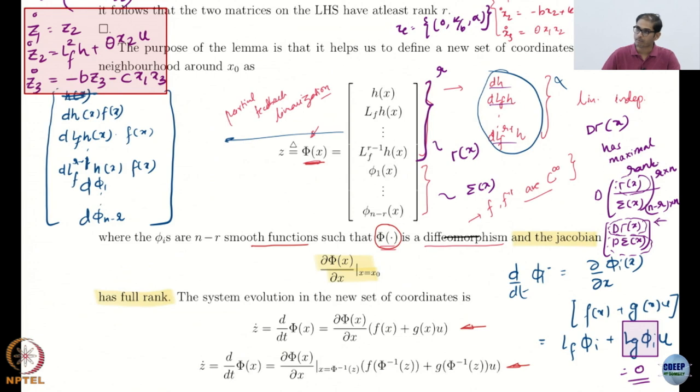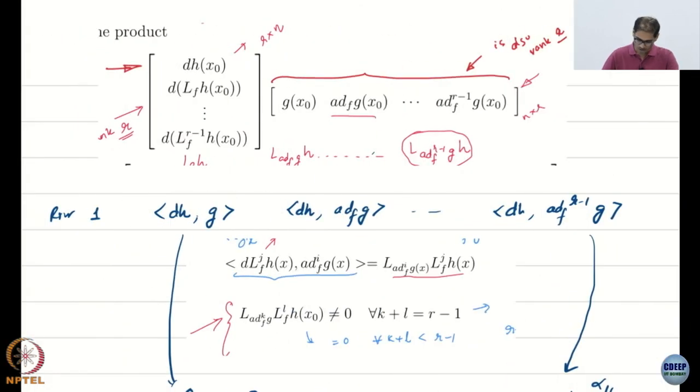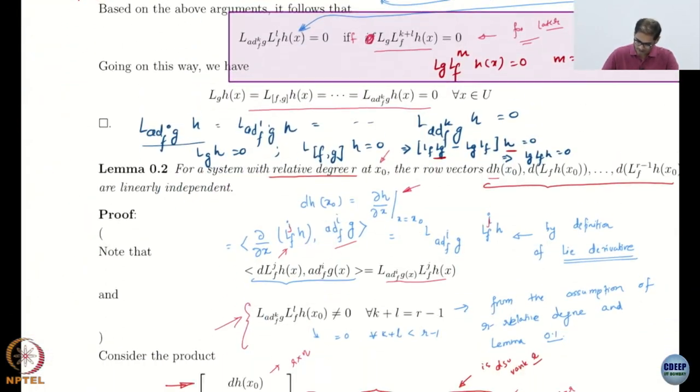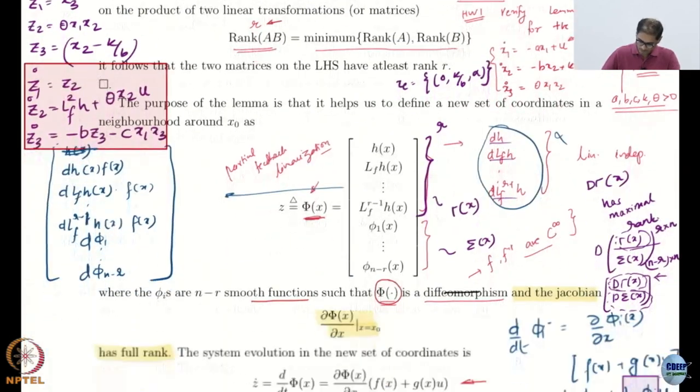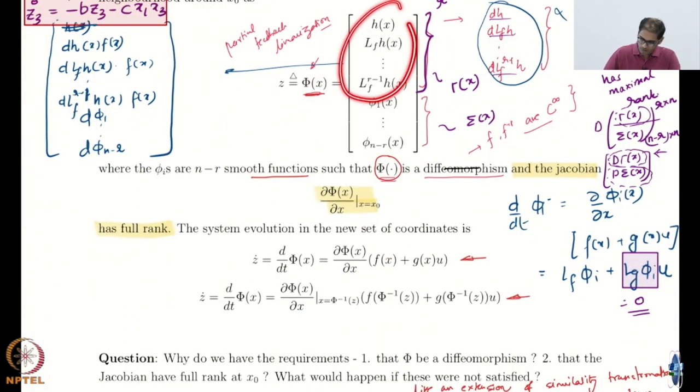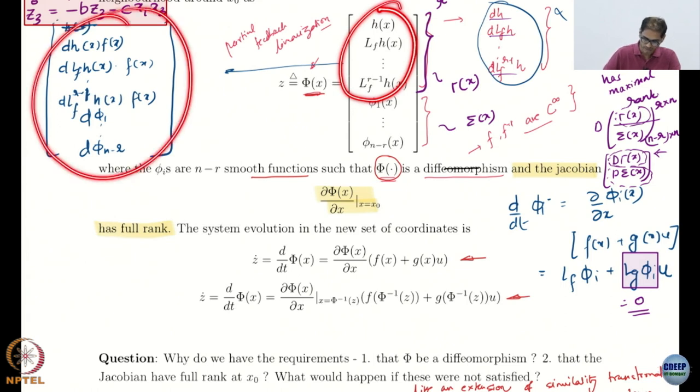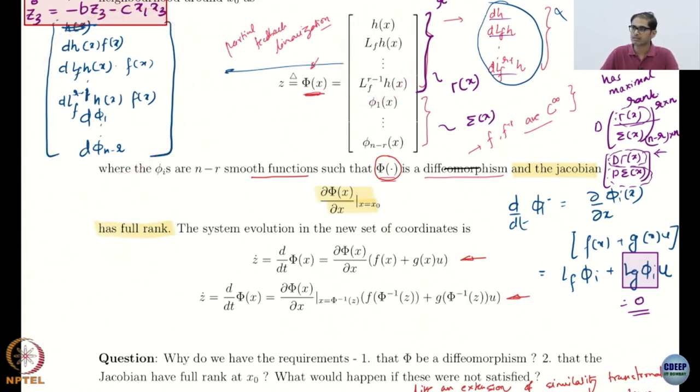Why? Because of Lemma 0.2. Lemma 0.2 basically just said that this is maximal rank, or this is rank r. If these rows are rank r, then obviously the Jacobian of this is exactly this, and that's also rank r. So this helps us, obviously. Lemma 0.2 is what helps us in claiming that these are in fact independent coordinates. This is what it means for the coordinates to be independent.